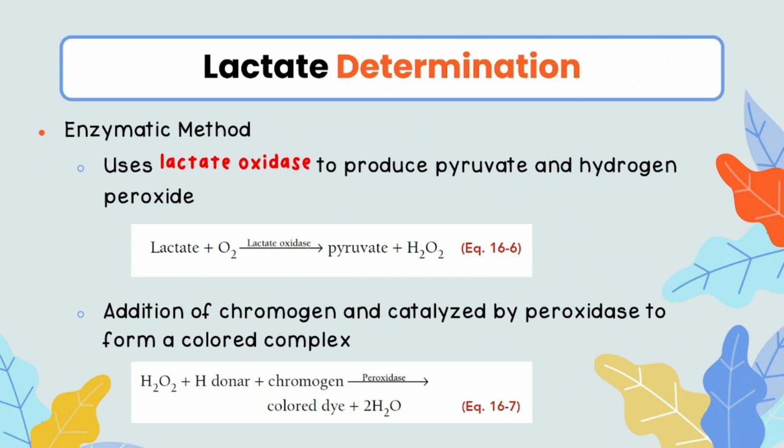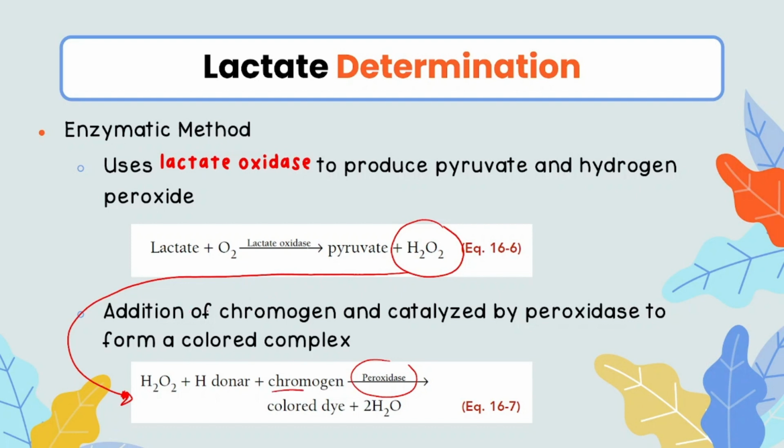So for the determination of your lactate, we can use the enzymatic method, in which we use lactate oxidase to produce pyruvate and hydrogen peroxide. Then this hydrogen peroxide, kids, will be used in our next chemical reaction, in which the addition of a chromogen, catalyzed by peroxidase, will form a colored complex. So peroxidase is our second enzyme that will be used in the reaction.